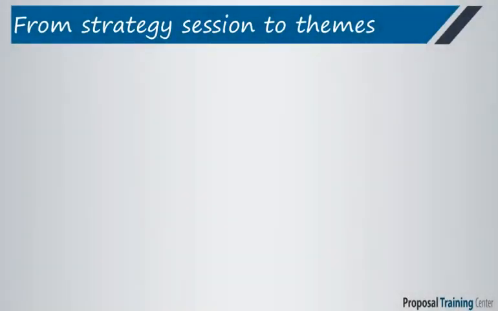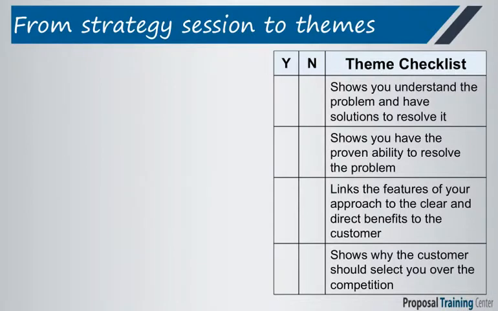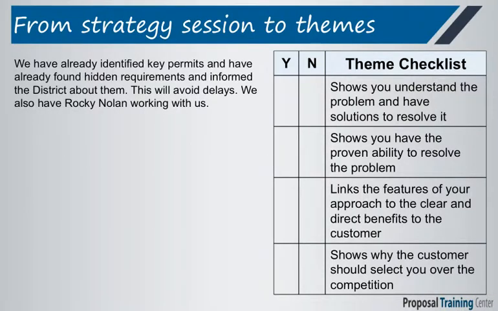The theme we'll look at is the one nearest and dearest to Alice Devlin's heart: permitting. First, we'll start with the theme checklist we used in part 1 of theme building. Next, let's look at the first draft of the theme. Now, this really doesn't pass the theme criteria.